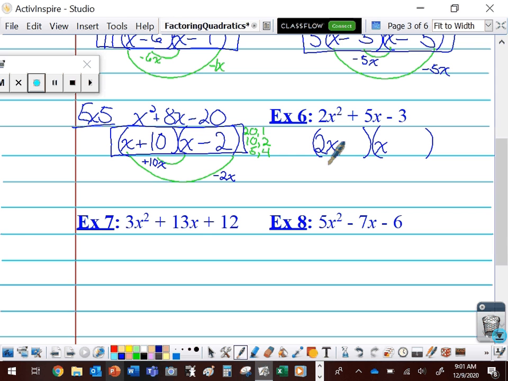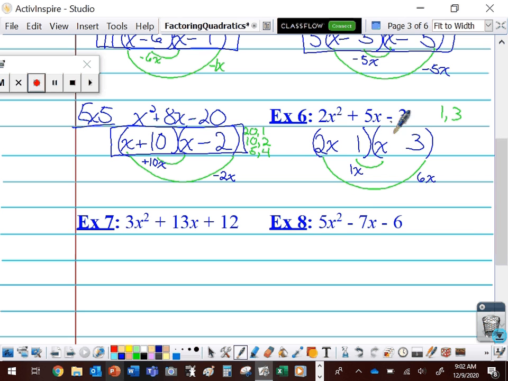Now this is going to change a couple things for us. We have to be a little bit more focused on our outers and our inners here. Okay? So the good news is I only have one option. I only have 1 and 3. Those are the only numbers that I can use that multiply to give me 3. Because my c term is negative, I know one of these is going to be plus and one of them is going to be minus, but I don't know which one's which until I put the numbers in. So let's just try. Well, on the outside, 2x times 3 gives me 6x. On the inside, 1 times x gives me 1x.